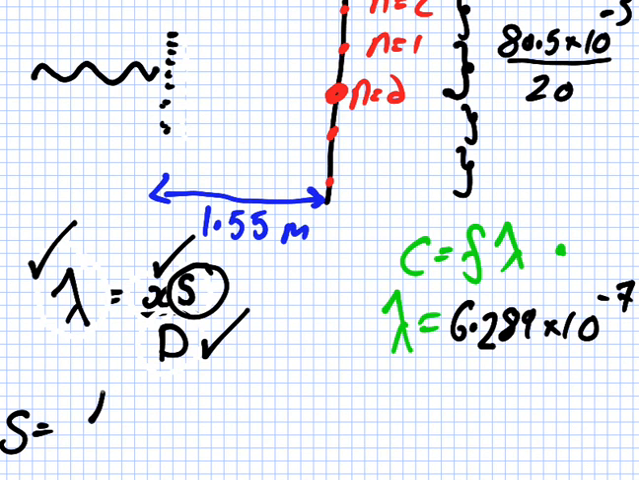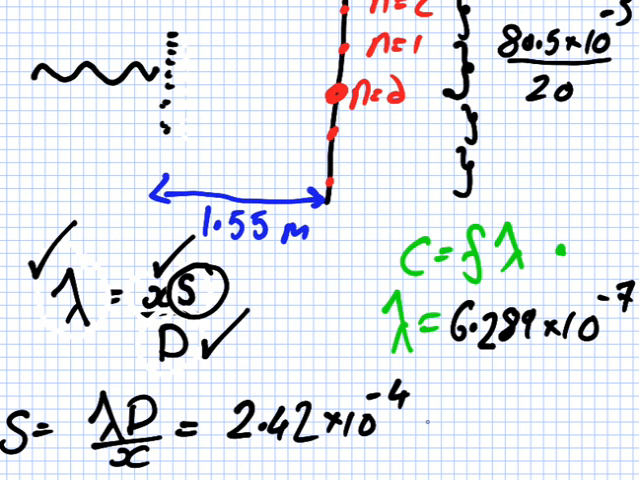S is lambda multiplied by d over x, which equals lambda multiplied by 1.55 divided by x, which is 80.5 millimeters divided by 20. So I hope I typed that in all right. I got 2.42 times 10 to the minus 4 meters as the answer. That's 10 to the minus 4, yeah.